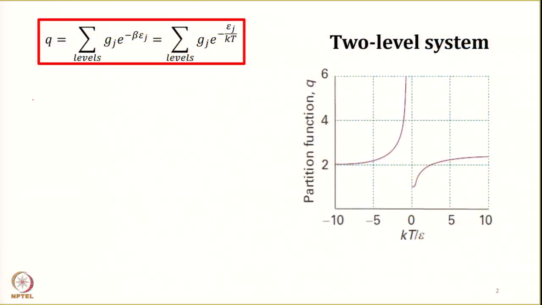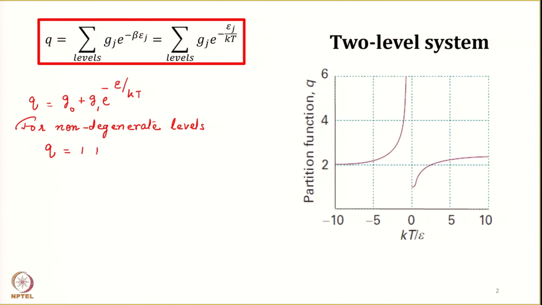Partition function Q will be equal to g0 plus g1 exponential minus E upon kT for a two-level system, right? If there is a degeneracy, or if the system is non-degenerate, let us say for non-degenerate energy levels, then Q can be written as 1 plus exponential minus E upon kT.